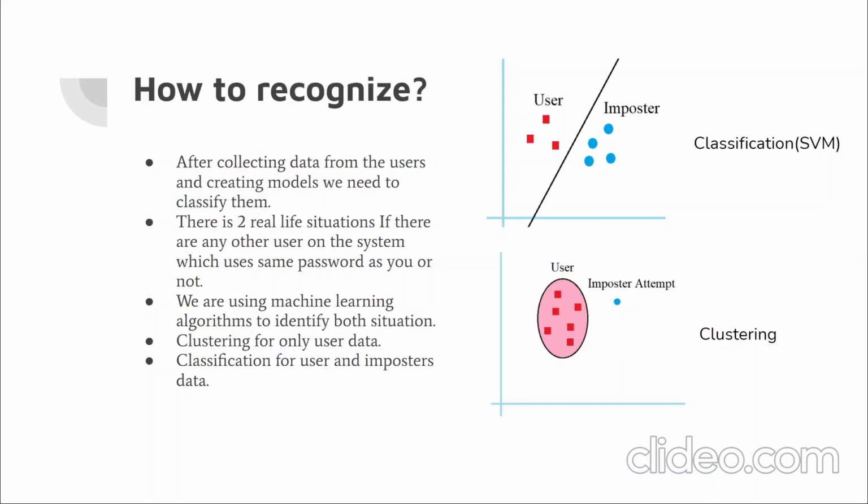For separation of imposter and user, we have two cases: if we know the model of the imposter or not. In a situation where we know the imposter model, I am using a machine learning algorithm, SVM, to classify a login attempt as user or imposter. If we don't know the imposter data, we need to encapsulate the user model on space using clustering methods, so the imposter attempts can be identified as anomalies on the user models.